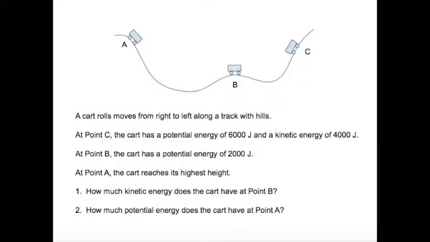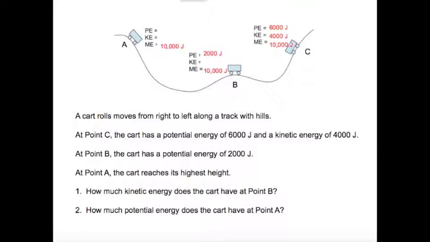So the first thing you should do is label the potential energy, kinetic energy, and mechanical energy at all 3 points, A, B, and C. Once you have that, you want to actually put in the values that you know. So we know values in point C and point B. After you do that, we can use the values we have in point C to find the total mechanical energy, because the mechanical energy is potential energy plus kinetic energy. So we have 6,000 plus 4,000 gives us 10,000 joules of mechanical energy.